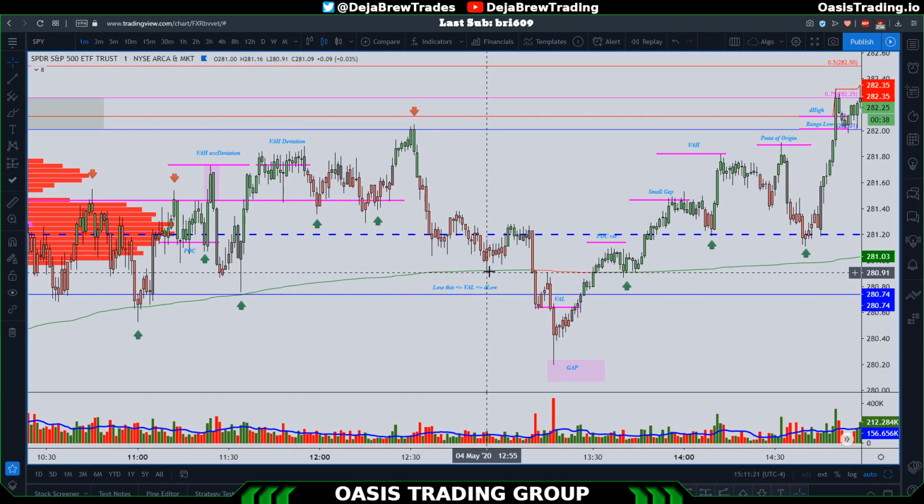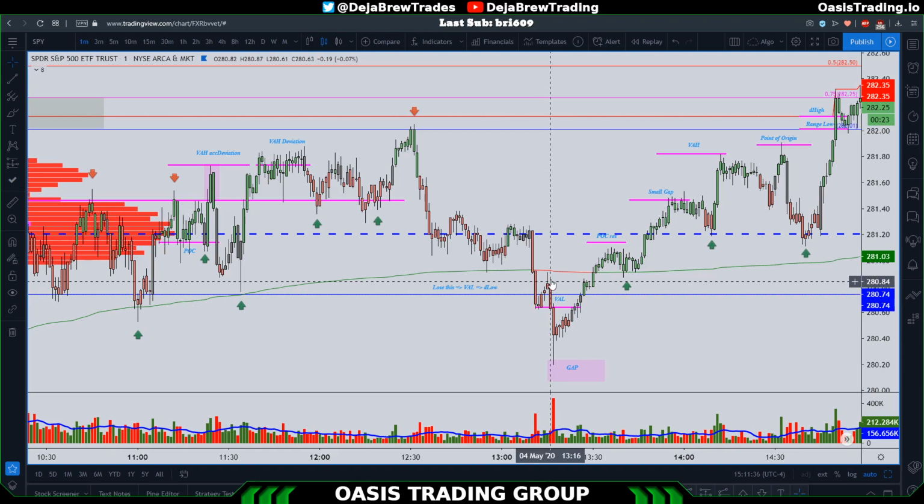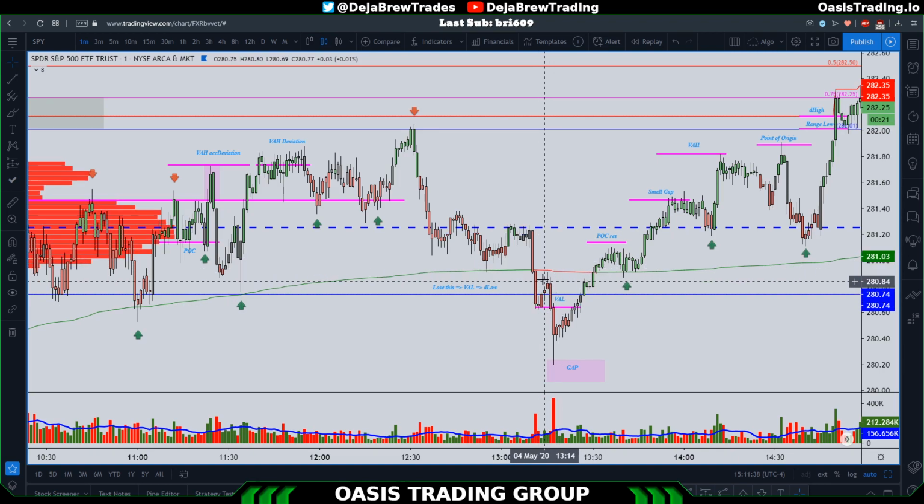Failed downward towards VWAP, tried to find support, could not do it. Failed POC again, back down, we called out the value area low right here. You lose the daily open, value area low and daily low are your targets. So you had the value area low, target hit, tried to reclaim VWAP, did not.